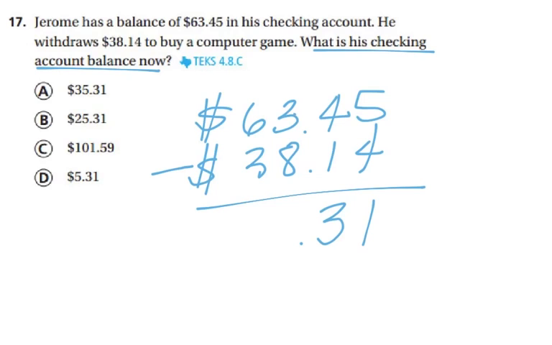Bring my decimal down. 3 minus 8, I can't do that. So I go next door to the 6. I make that a 5. And the 3 becomes a 13. 13 minus 8 is 5. 5 minus 3 is 2. So he should have $25.31 remaining in his bank account. That is answer choice B.